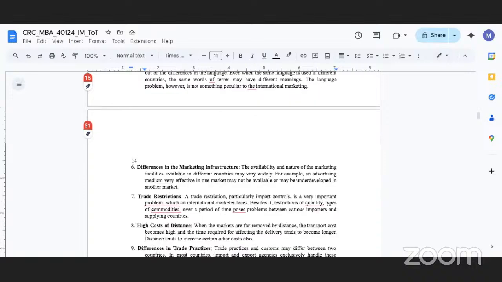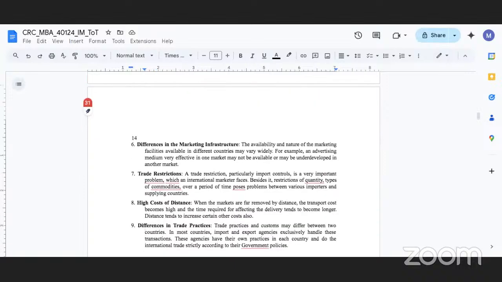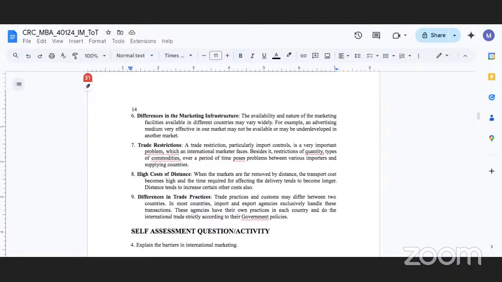For example, in a country like India, social marketing may be very prevalent and it may be a very effective means of communication. However, in a country where there is not so much utilization of social media, now that becomes a restriction in terms of the differences in the marketing infrastructure. So I need to find an alternate source of marketing platform. Then there are the trade restrictions that apply, the high costs of distance and differences in trade practice.